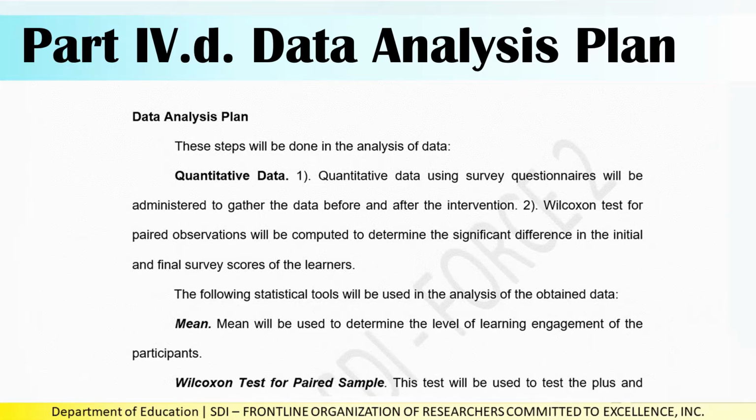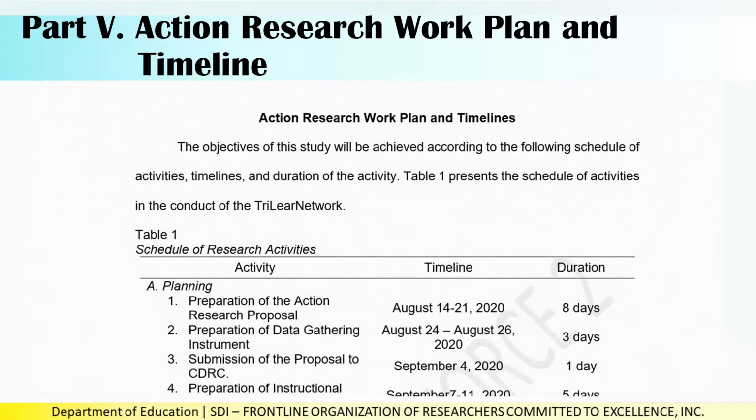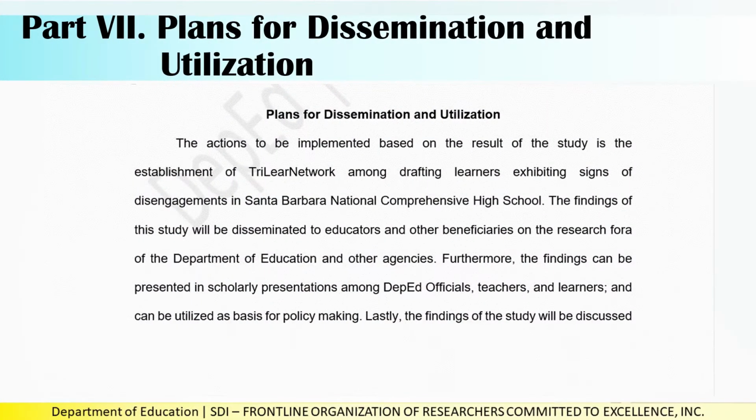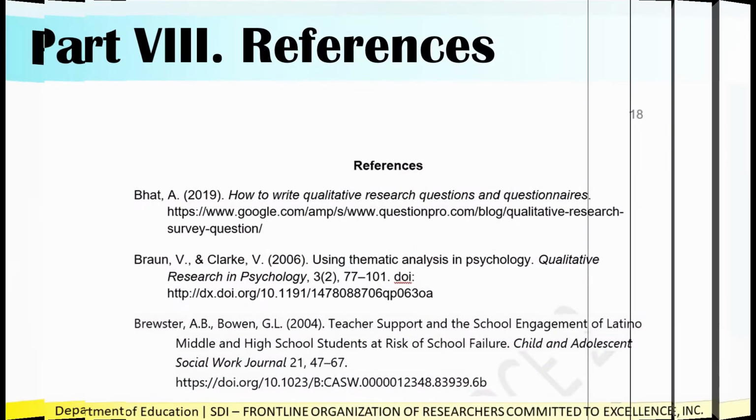Part 5 is the action research work plan and timeline. Then, cost estimates. Part 7 is the plan for dissemination and utilization. Lastly, we have the references.